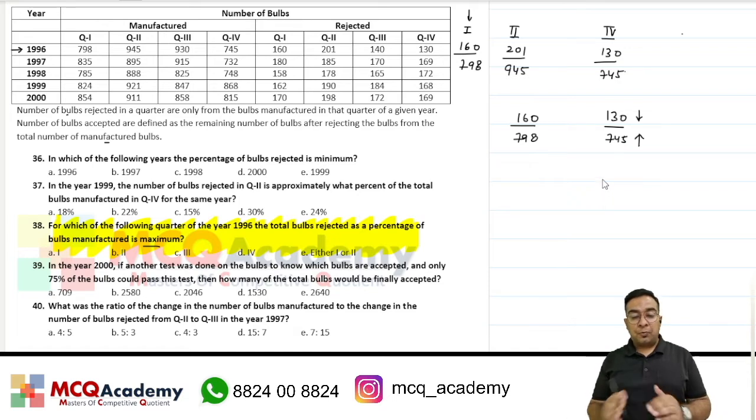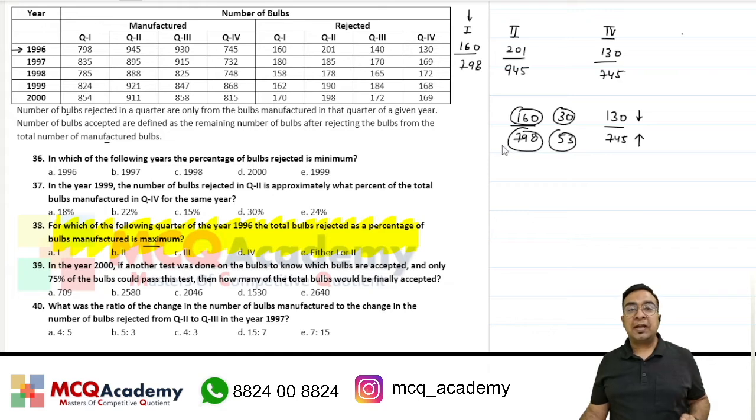अब हम यहाँ पे प्रोपोर्शनेट चेंज को चेक करेंगे, तो 160 से 130 के ऊपर जब जा रहे हैं तो the change is of 30. 798 से 745 पे जब हम जा रहे हैं, the change is 53. Now if we compare the proportionate change in numerator to proportionate change in denominator, यानी कि 30 as a proportion of 160 को कंपेयर करें और 53 as a proportion of 798 को कंपेयर करें, तो clearly proportionate change in numerator is more than that in denominator.